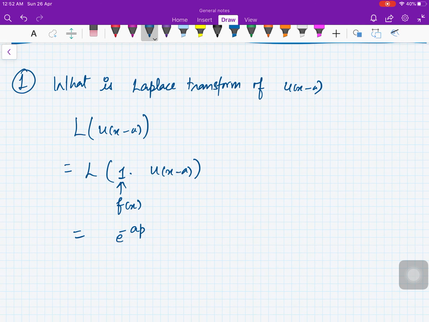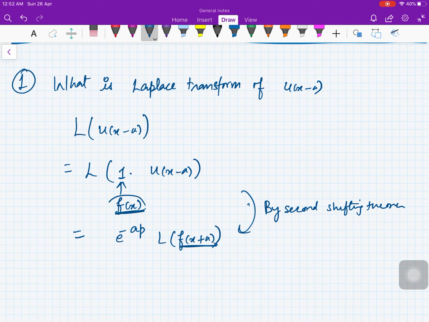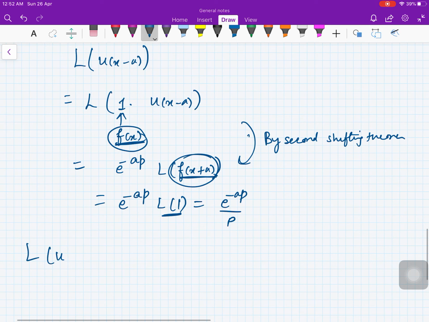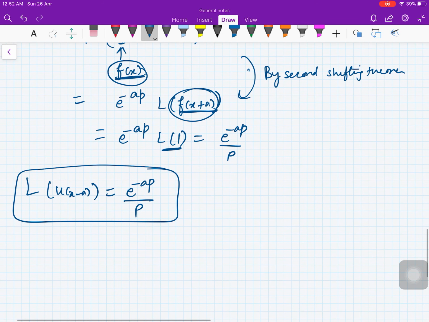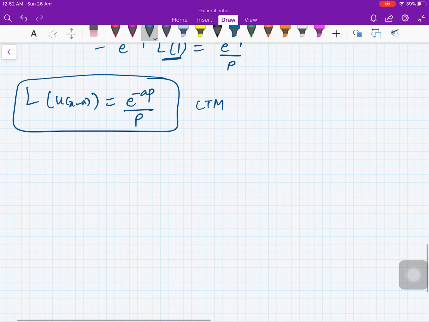By the second shifting theorem, this is equal to e raised to minus ap times L of f of x plus a. Now f of x is 1, so f of x plus a is also 1, so this is e raised to minus ap times L of 1, which is 1 by p. So you have to remember that the Laplace transform of u of x minus a is e raised to minus ap upon p. This will be used in some questions, so you can remember it.